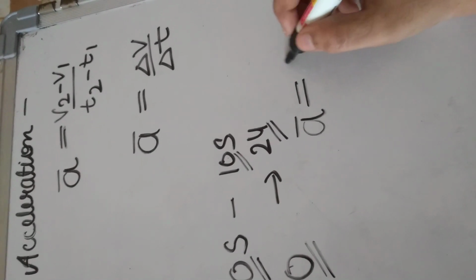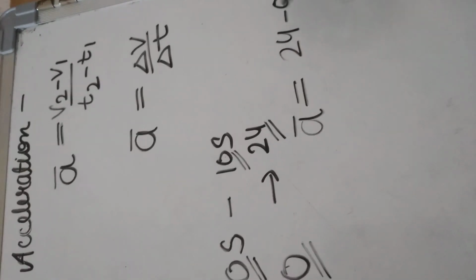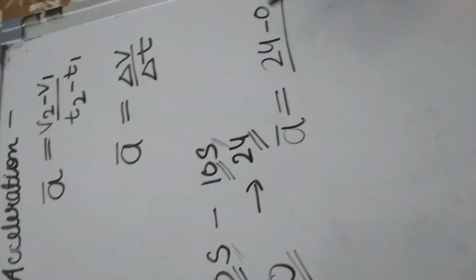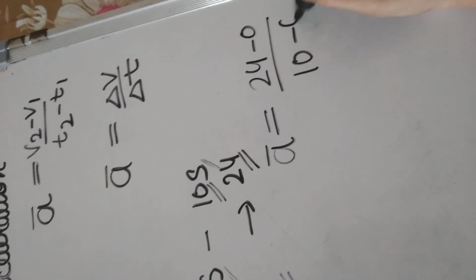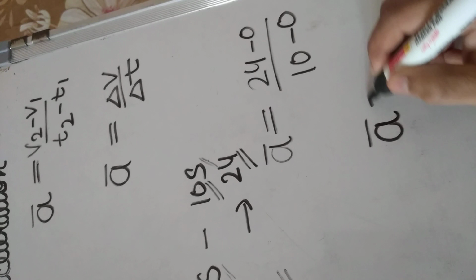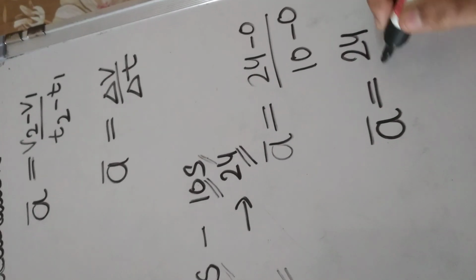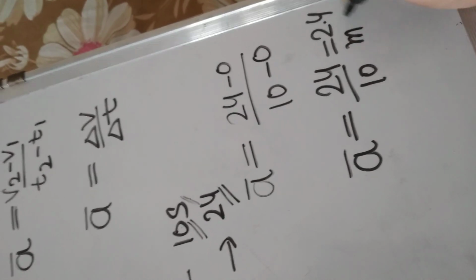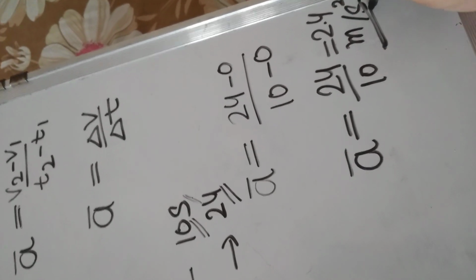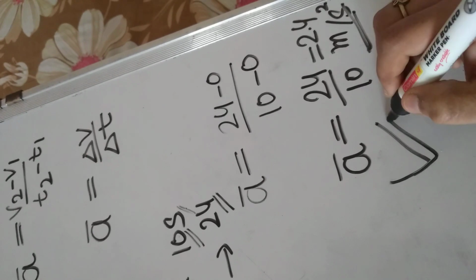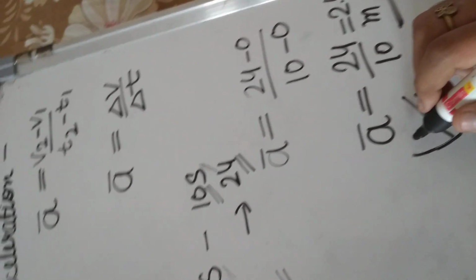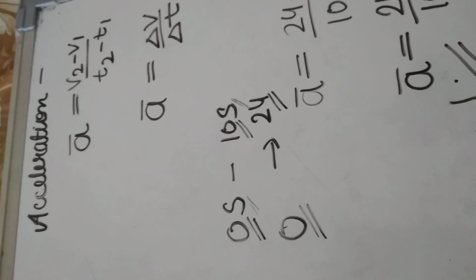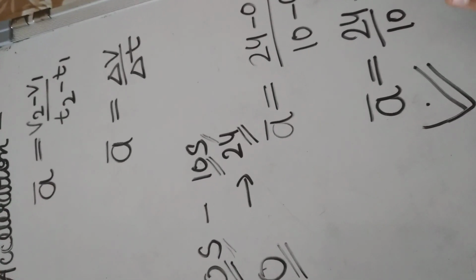v2 minus v1 means 24 minus 0, divided by t2 minus t1. So average acceleration equals 24 upon 10, which equals 2.4 meter per second square. This is an average acceleration. This came into this chapter, motion in a straight line.